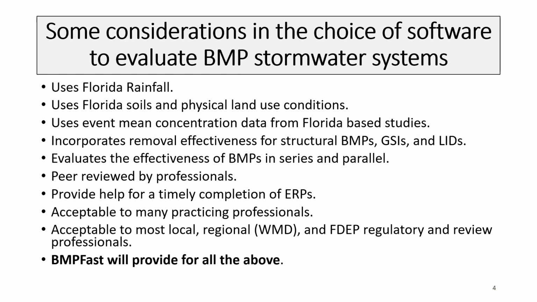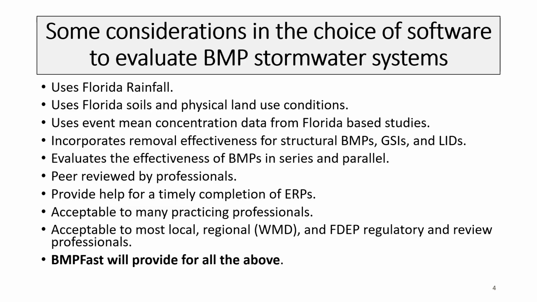When selecting software to evaluate stormwater best management practice systems, several critical considerations come into play. Primarily, the software should be tailored to the specific local conditions where it will be applied. This means it needs to utilize actual Florida rainfall data, accurately reflect Florida's diverse soil types and physical land use conditions, and incorporate event mean concentration data derived from Florida-based studies. These localized inputs are essential for generating reliable and accurate evaluations.